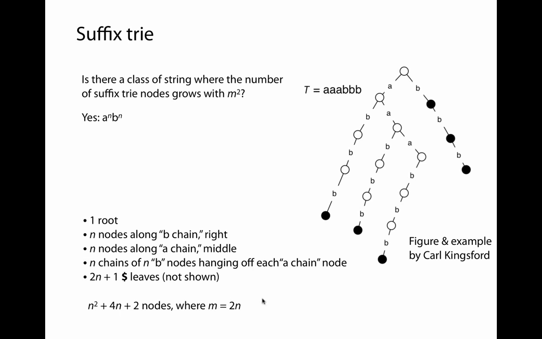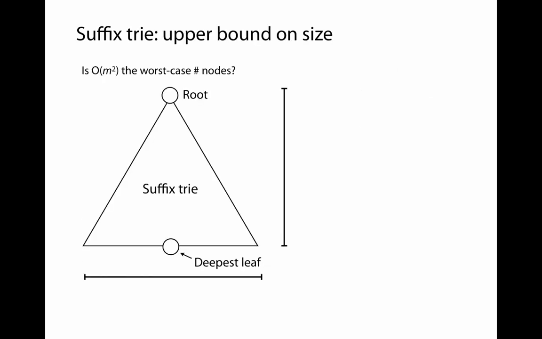So the total number of nodes here is n squared plus 4n plus 2, and then m is 2n. The length of the string is just 2n. So that's a class of strings where the number of suffix trie nodes grows with m squared. We might wonder whether this is the worst case, or whether it can be even worse than m squared. So let's think about that for a moment. Is order m squared the worst case number of nodes we can have in the suffix trie?